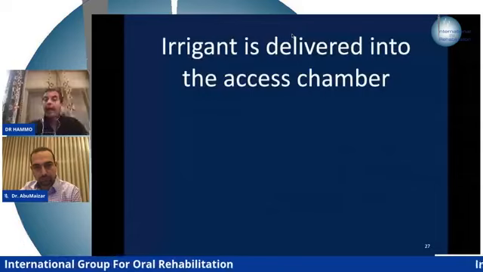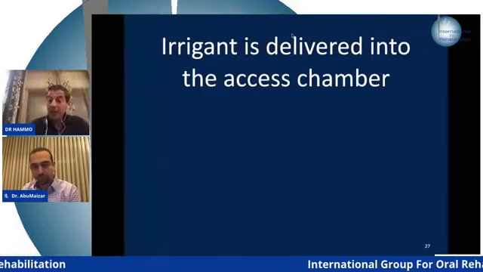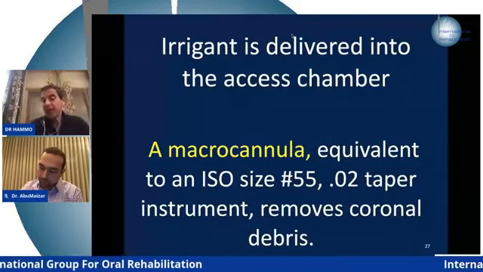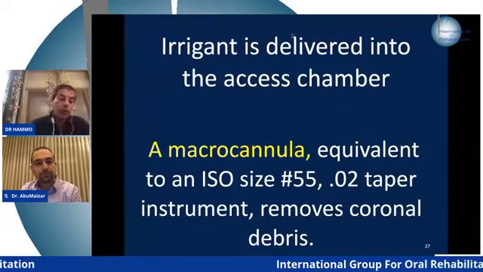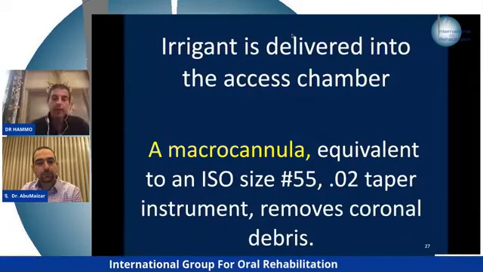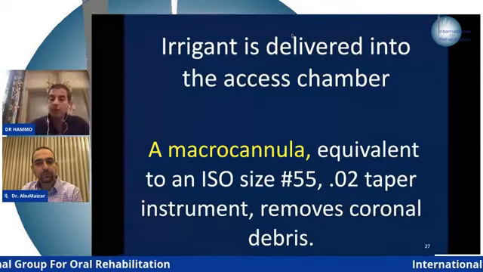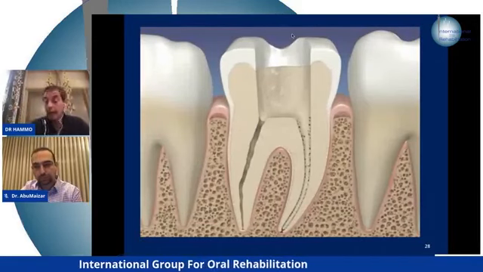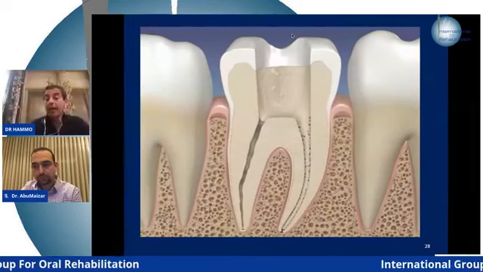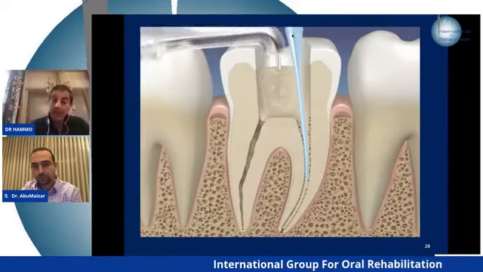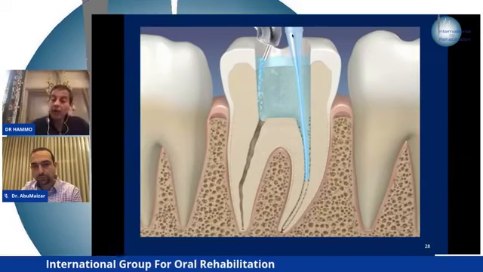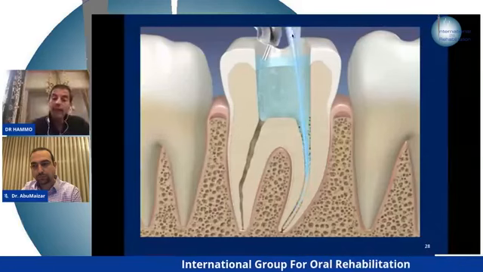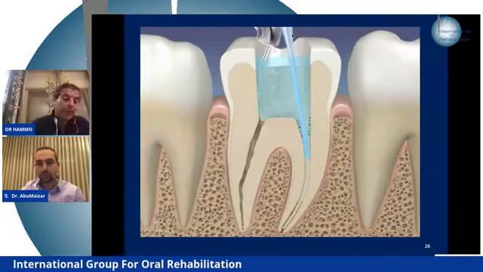So the irrigant is delivered inside the canal chamber. Then a macro cannula, equivalent to size 55, taper 2%, removes the coronal debris. Let's see this in a video of EndoVac. This is a tooth. After instrumentation, we want to irrigate, so we place irrigant inside the canal. Then I use a macro cannula, size 55, taper 2%, for 20 seconds to remove the debris from the coronal two-thirds of the canal.